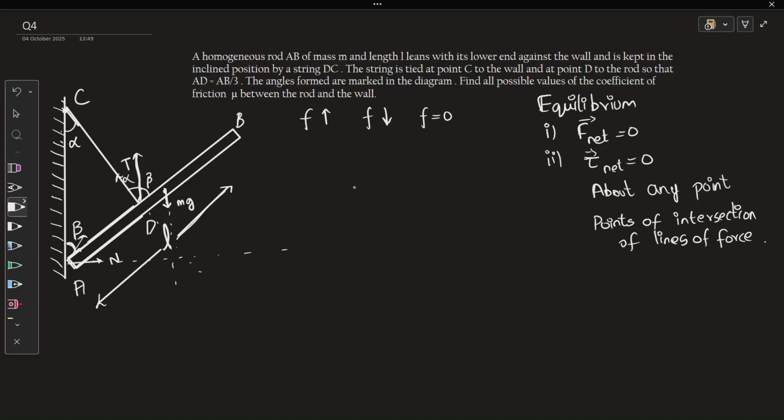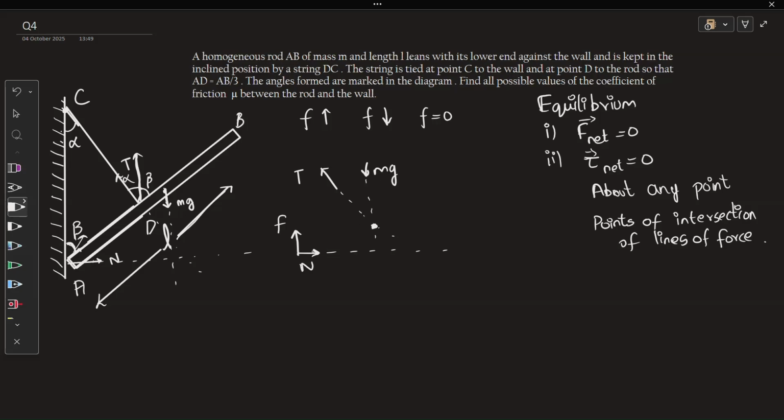Correct. So if tension is acting in this direction and mg is acting here, and they meet somewhere before the line joining the normal reaction, let this be the direction of normal reaction. Up above the line of normal reaction, the friction should act upwards because the torque produced by tension and weight at this point is 0.